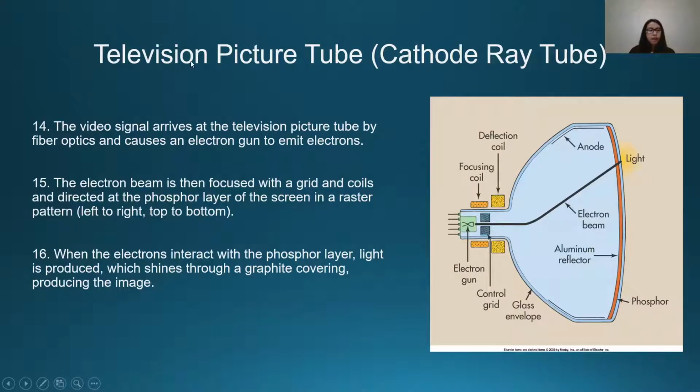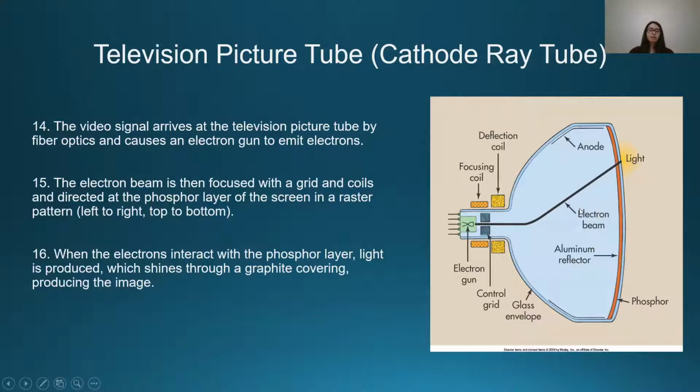Alright, so now we have the television picture tube, also known as the cathode ray tube. So now we're going to get that video signal. It's going to arrive here by fiber optics, and it's going to cause the electron guns to emit electrons. So the electron beam is focused with a grid, which is seen right here, and coils, also seen right here, and it's going to be directed at the phosphor layer of the screen in a raster pattern.